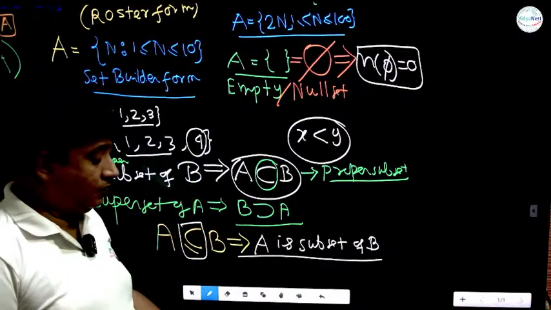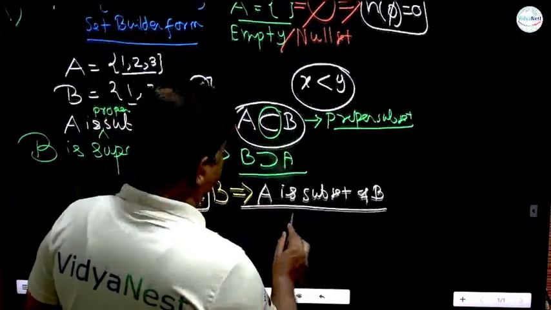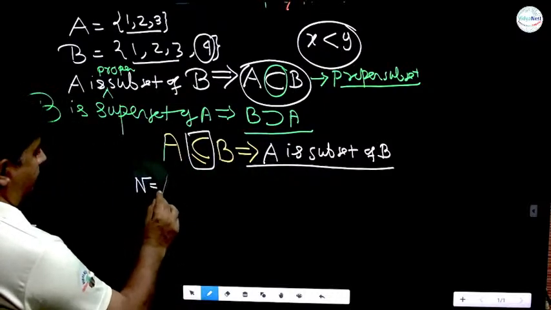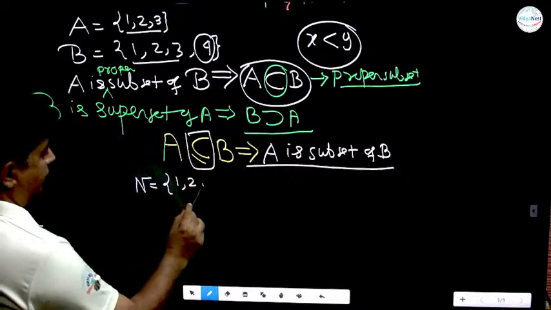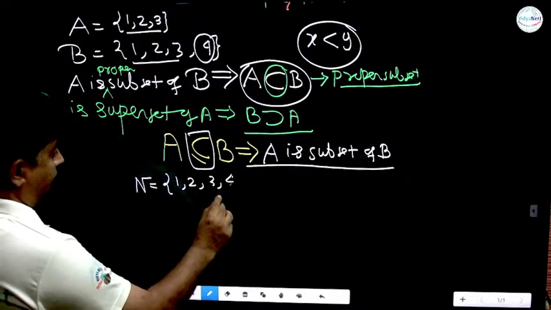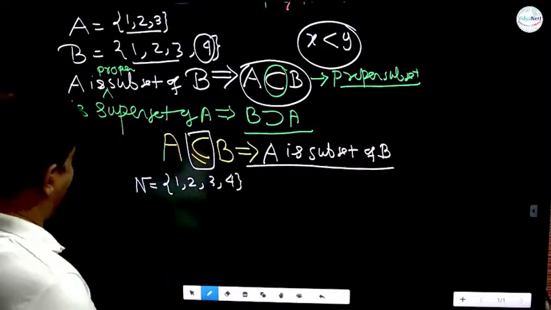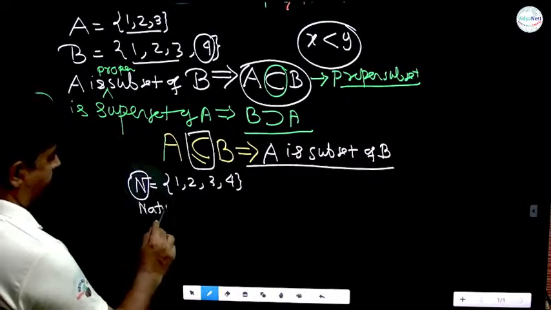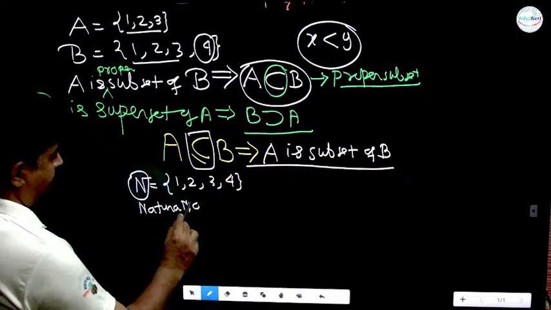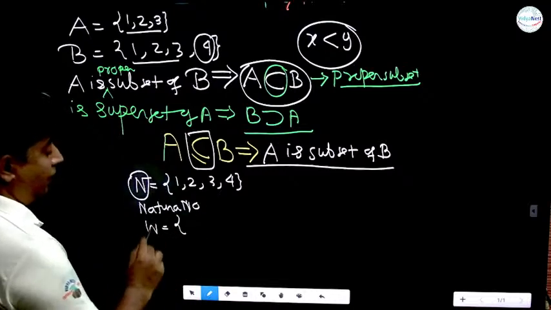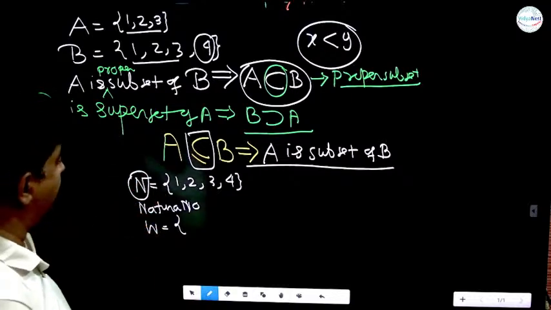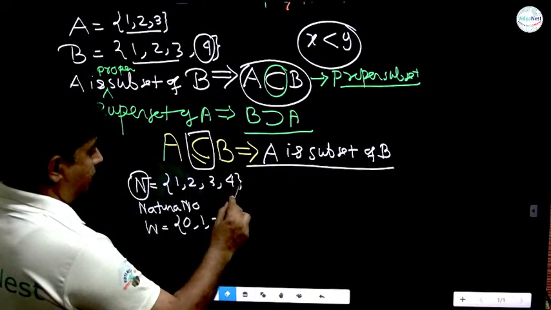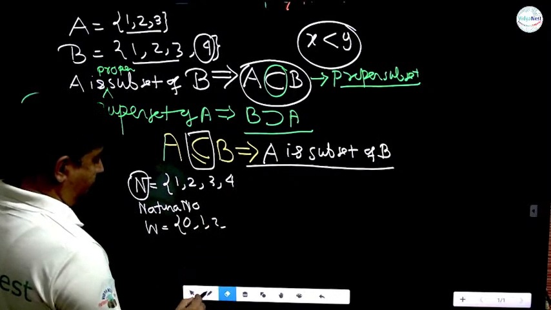Now, one example. See, there is N. N contains 4 elements. And N is what? Natural number. And W is whole number. W, whole number: 0, 1. Better if I withdraw the upper limit.